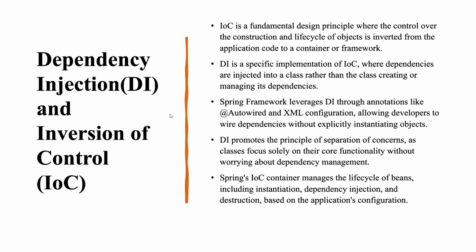The prototype scope instructs the Spring container to create a new instance of the bean each time it is requested. And the last one, request scope, creates a new instance of the bean for each HTTP request in a web application, while session scope creates a new instance for each HTTP session. So based upon the scope, it will create the bean, like that it's mentioning.